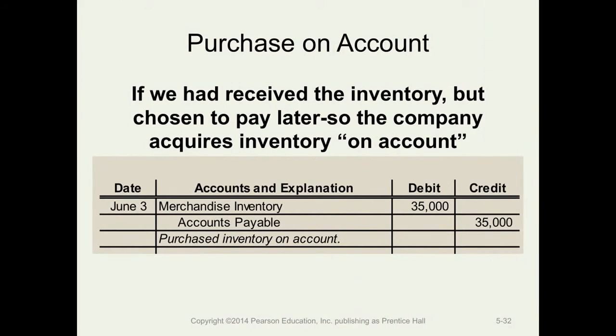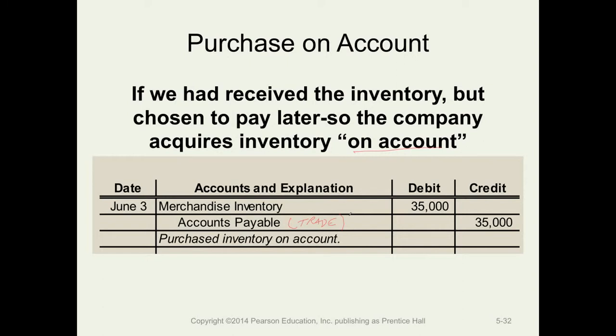If they decide not to pay it immediately, now we have a purchase that's on account or on credit. And remember, when we have purchases on account or on credit, we're now dealing with accounts payable. That's a trade payable, and we debit merchandise inventory and credit accounts payable. Now, we're going to be using the accounts payable assumption throughout the remainder of this module.